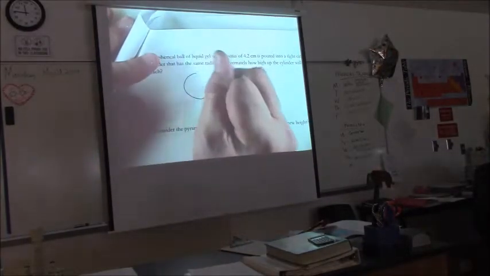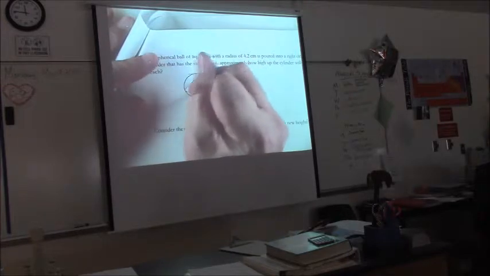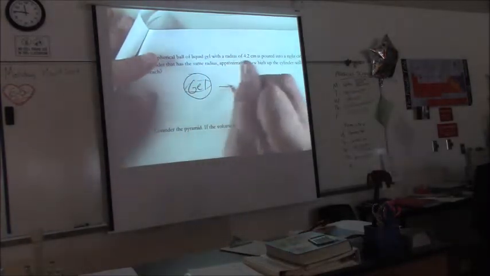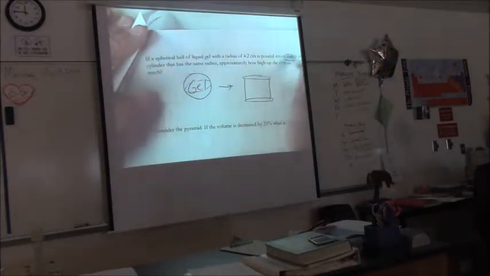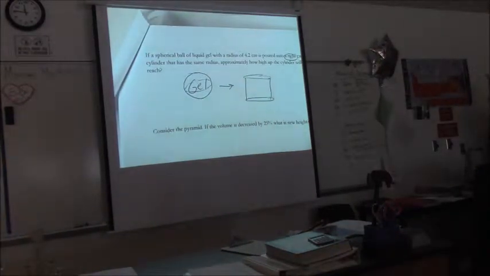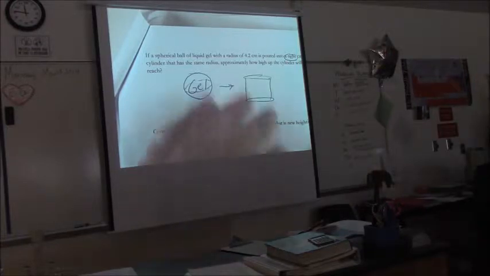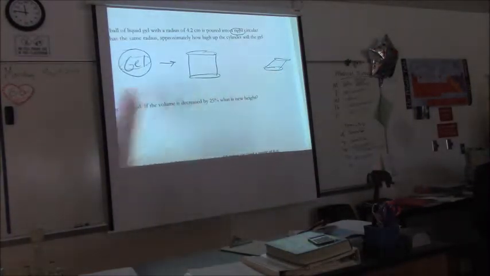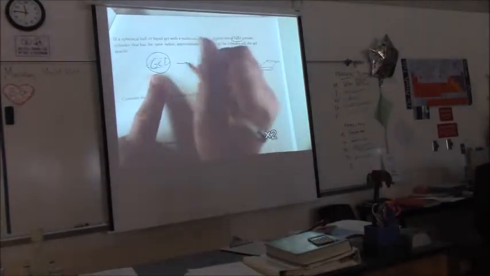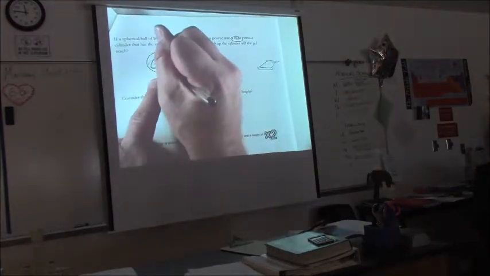All right, what do I got? I got a spherical ball of gel, and you're going to reshape it into a right circular cylinder. Again, don't let the right scare you. Right just means it's not oblique, it's not slanted. Oblique is like this, or sideways. So I'm taking this ball, now what's the radius of it? It's 4.2.